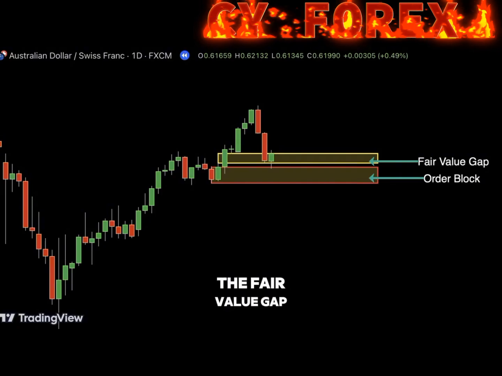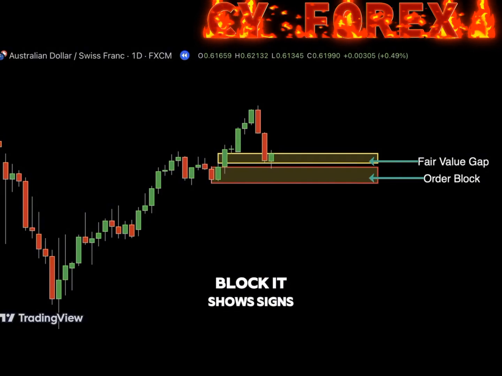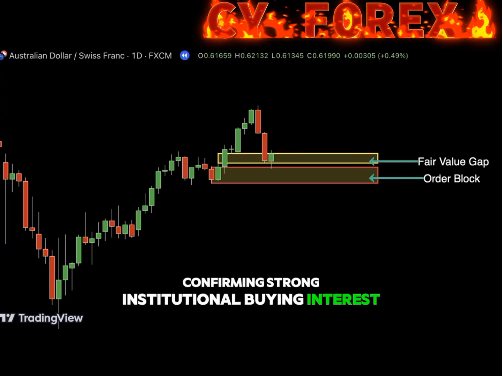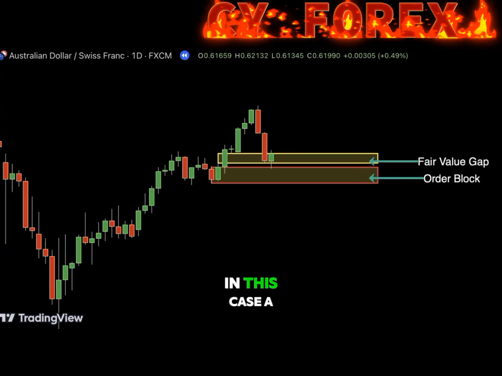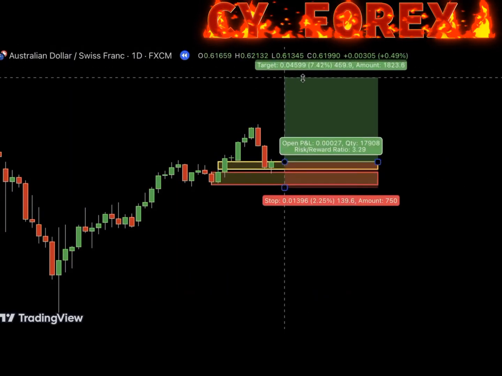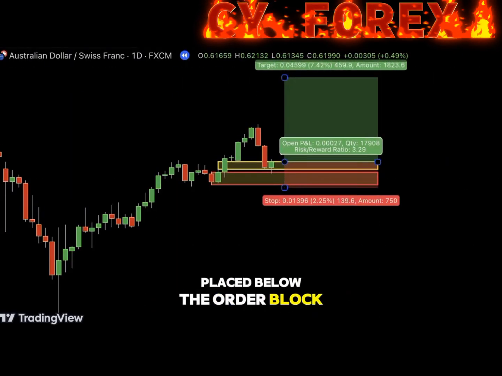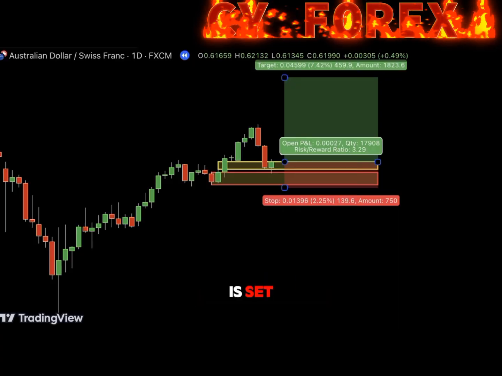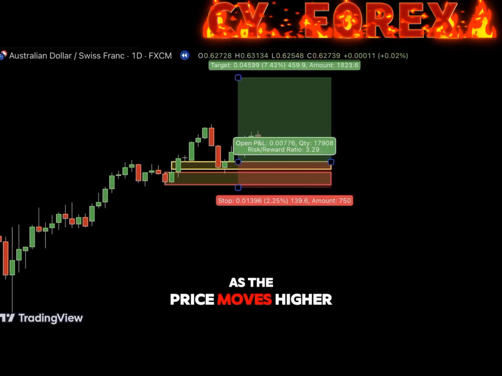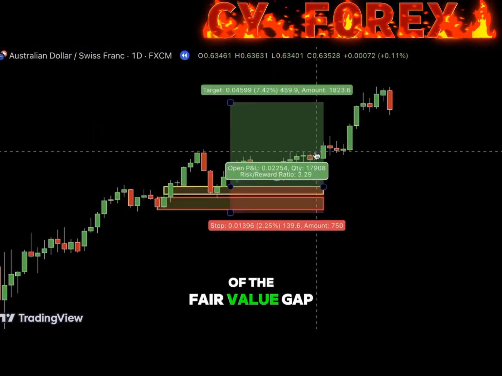Once the price enters the fair value gap and tests the order block, it shows signs of rejection, confirming strong institutional buying interest. In this case, a long position is entered after the rejection candle closes. The stop loss is placed below the order block, while the take profit target is set at the next resistance level. The trade is successful as the price moves higher from the confluence zone of the fair value gap and the order block.